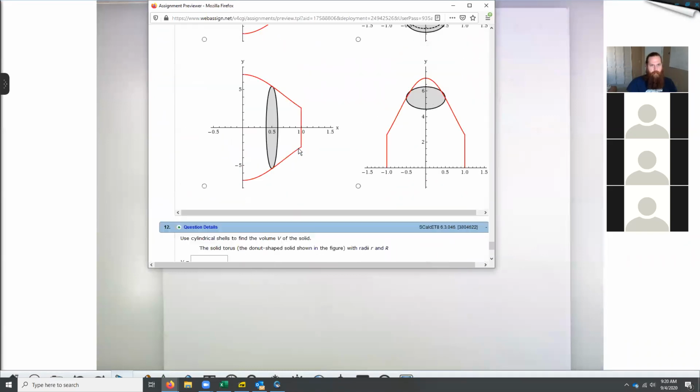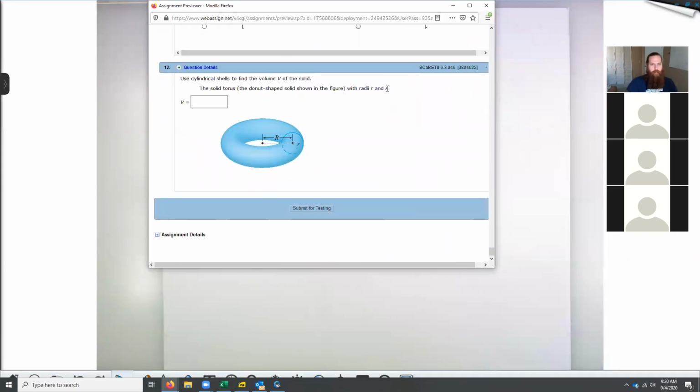Number 12 is the torus. I'll give you a hint: don't do this with cylindrical shells. Go ahead and set up the integral. If you want to see how to handle the cylindrical shells integral here, and you're stuck on that, you can come see me in office hours.